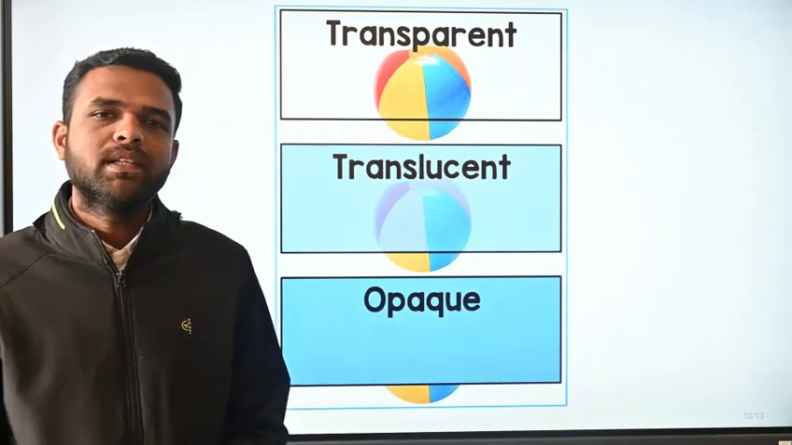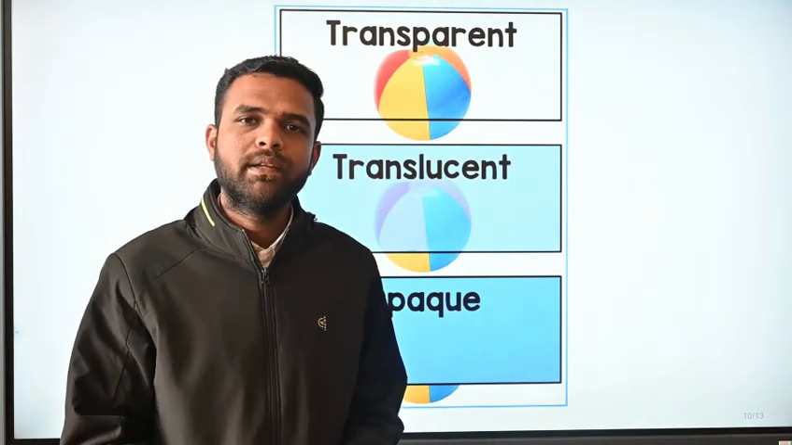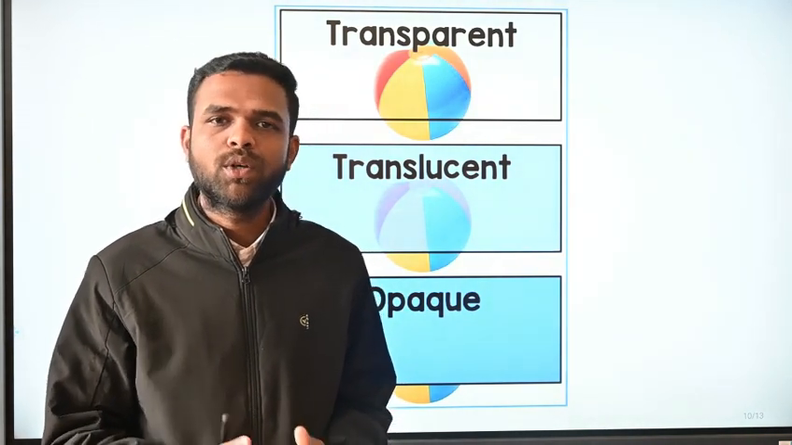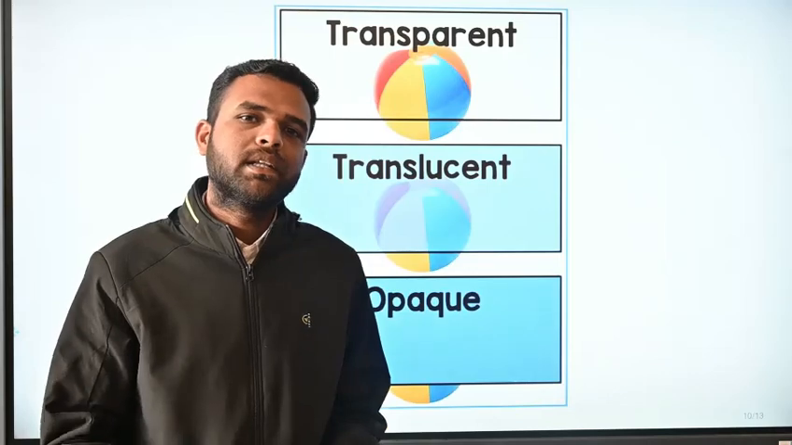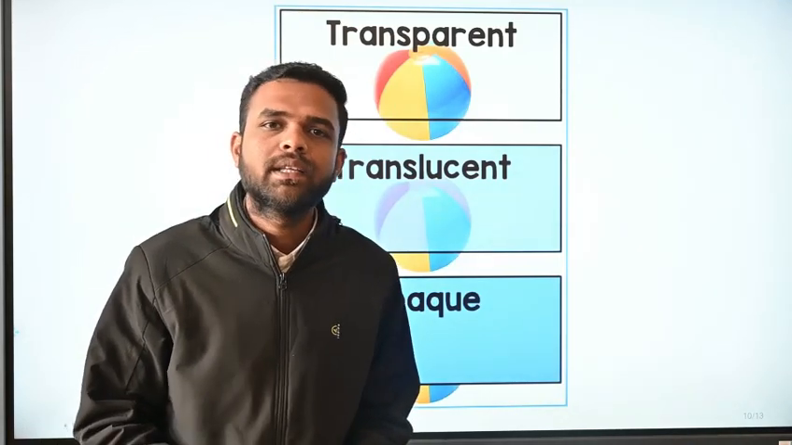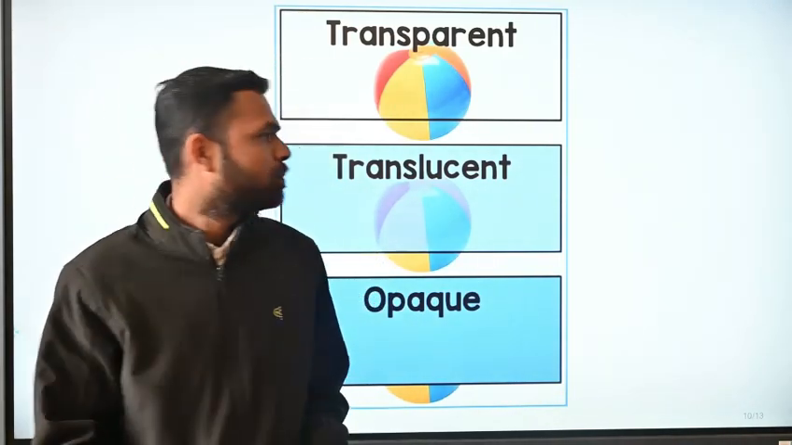Now, opaque materials are those materials which do not allow light to pass through them. So when light is not passed through an opaque material, it creates a dark shadow. We call it a shadow; the light shadow we call penumbra, and the dark shadow we call umbra.